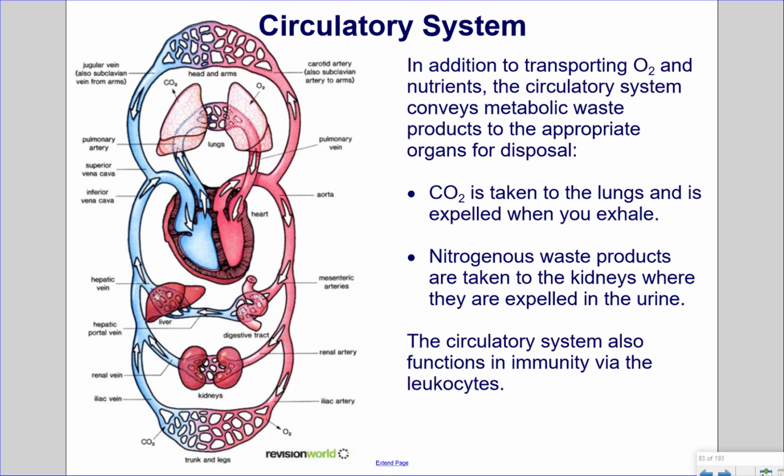Circulatory system. In addition to transporting oxygen and nutrients, the circulatory system conveys metabolic waste products to the appropriate organs for disposal. Carbon dioxide is taken to the lungs and is expelled when you exhale. Nitrogenous waste products are taken to the kidneys, where they are expelled in the urine. The circulatory system also functions in immunity via the leukocytes.